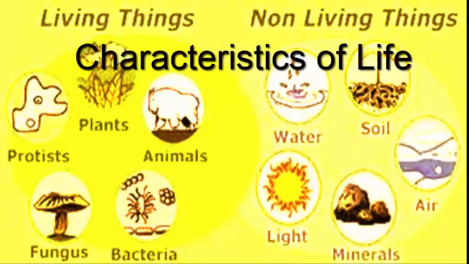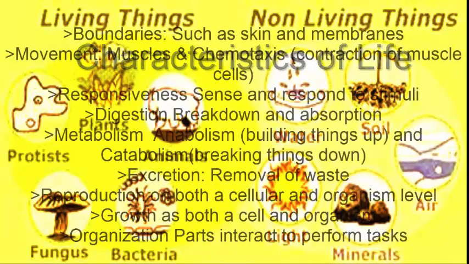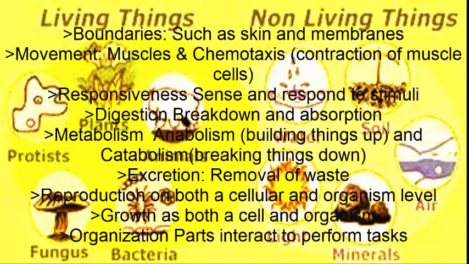Next, we take a look at the characteristics of life, of which there are 9. Boundaries, such as skin and membranes. Movement, muscle and chemotaxis, which is the contraction of muscle cells. Responsiveness, which is responsible for the sense and response to stimuli. Digestion, which is the breakdown and absorption of nutrients. Metabolism, which is broken down into anabolism, which builds things up, and catabolism, which breaks things down.